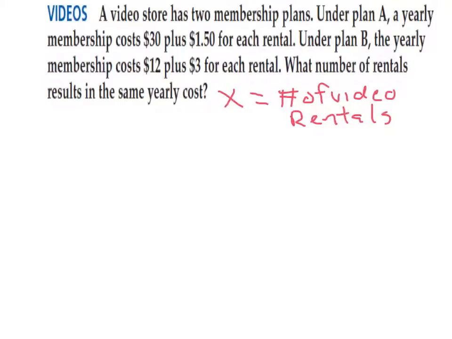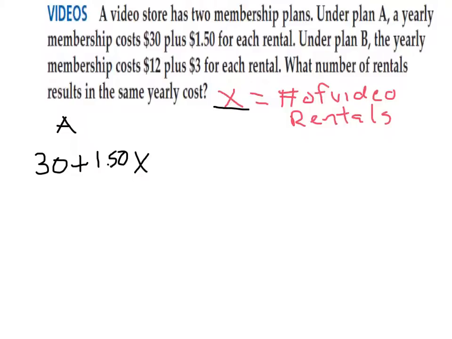Alright, the big thing here is to define our variable. In both of these, we're wondering what number of rentals we are going to have. We don't know how many videos we're going to rent, so that is the unknown. So we're going to use x to represent that. How many things are we going to rent? Well, they told us that there are 2 plans. Plan A, I was told the membership is $30, plus for each rental, that's x. I don't know how many I'm going to rent, but it's going to cost me $1.50.